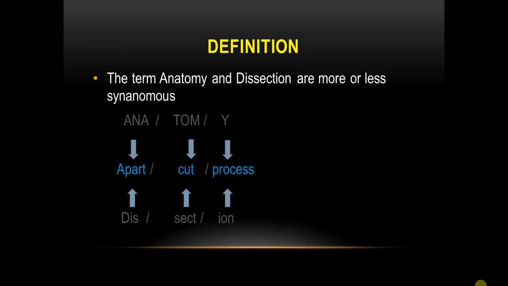dissection. So dissection means, you all know that section means cutting. So dis is apart and sectioning is the process. So the process of cutting apart is actually called dissection. So that is why it is aptly said that anatomy and dissection go together. They cannot be separated because there is no anatomy without dissection.